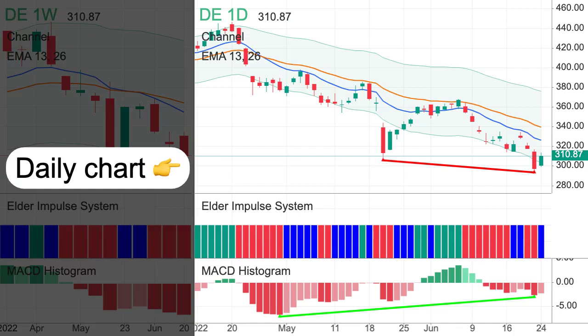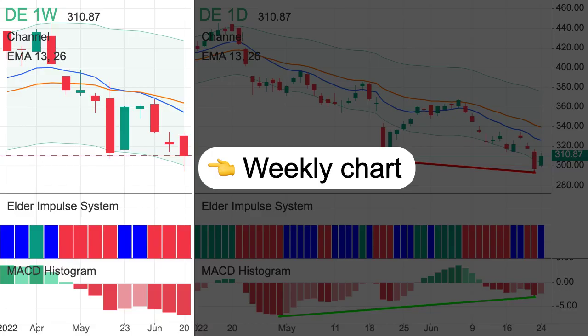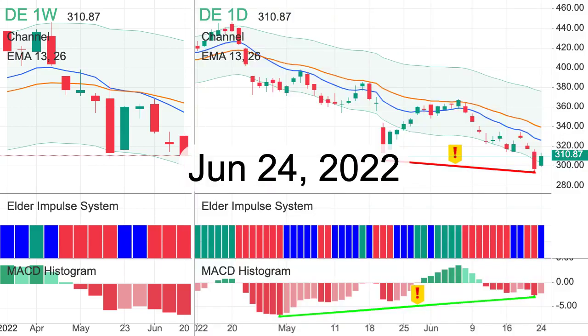On the right side of the screen there are a price chart, an Elder impulse system and a MACD histogram chart on the daily range. On the left side of the screen there are the same charts on the weekly range. On June 24, 2022, a bull divergence formed in a downtrend. This is a strong buy signal.